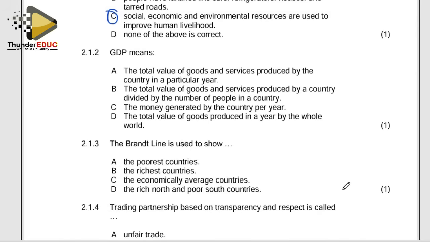Right, then there's GDP. What is the meaning of GDP? GDP in geography means the total value of goods and services produced by a country in a particular year. Gross Domestic Product. So basically we add up the final value of goods and services produced in a particular country in a particular year. The total value of all final goods that were produced in a particular country in a particular year.